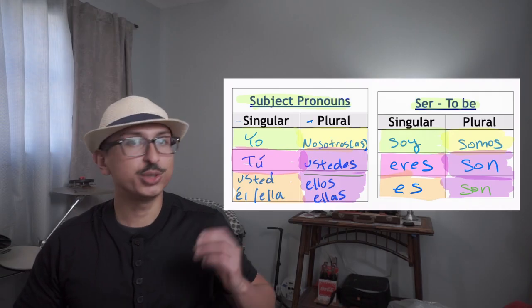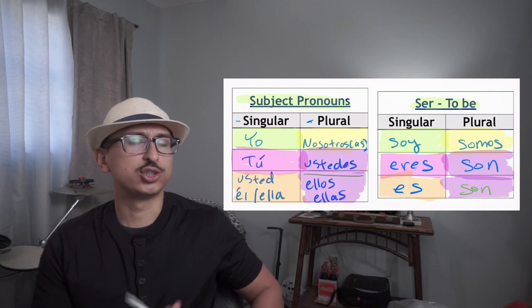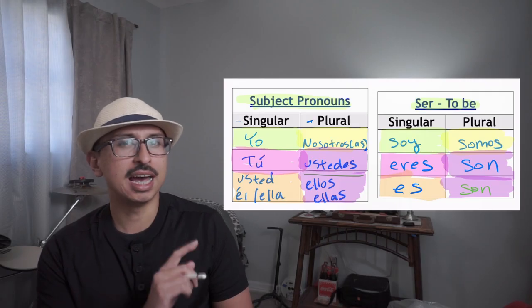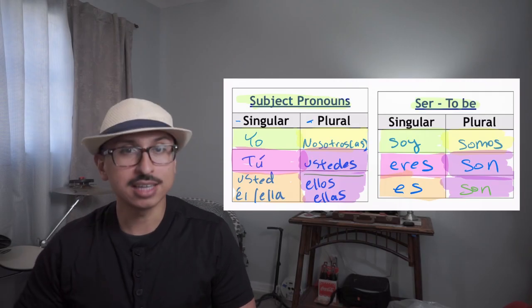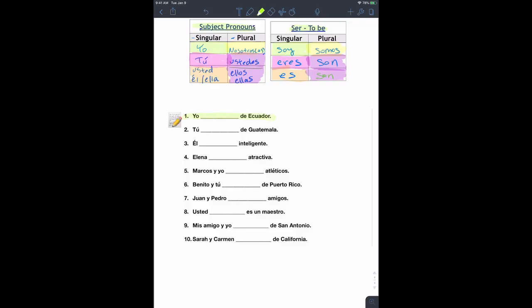So now that we have our two charts filled in, we can look at some examples. Remember, the chart on the left-hand side are subject pronouns, and these must match with the ones on the right, which is the forms of ser. Number 1, yo blank de Ecuador. So, we have the subject yo, and it is found right here. And the form of ser that goes with yo is right here, soy. Remember, these match up. So it's yo soy de Ecuador.